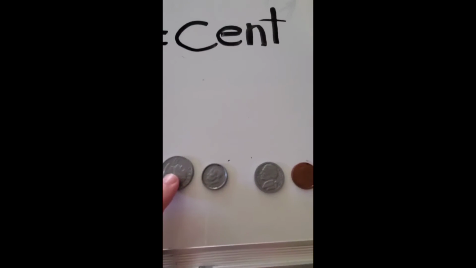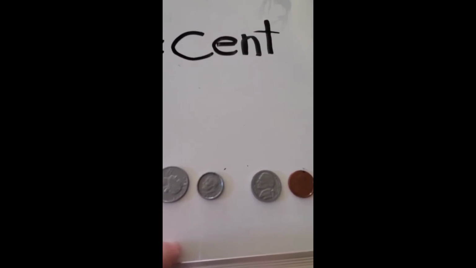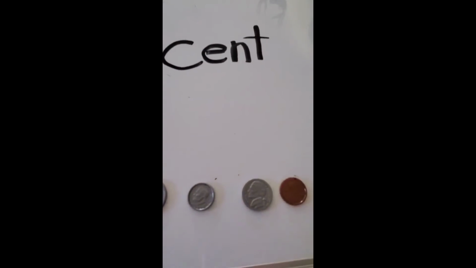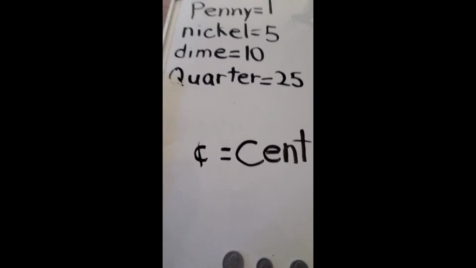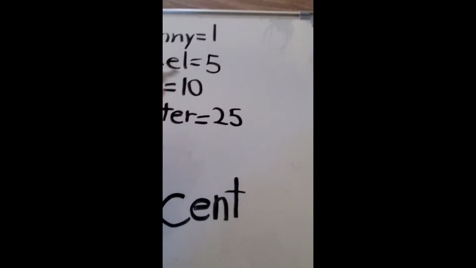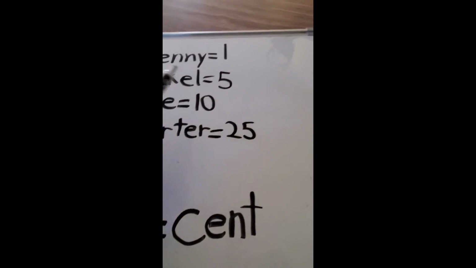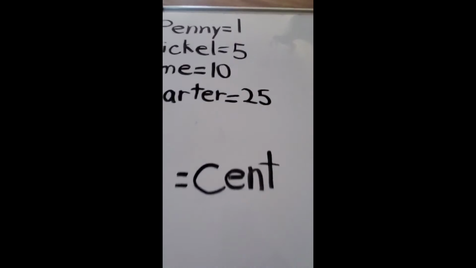Okay? So that is something that you have to remember. 25 cents. And look, if you see up here, I kind of have my little cheat sheet up here for you. Quarter is equal to 25. Dime is equal to 10. Nickel is equal to 5. Penny is equal to 1. So now we're going to practice counting using a quarter.